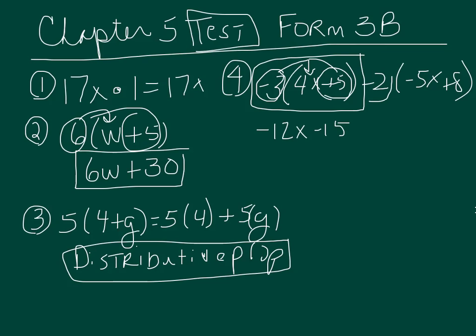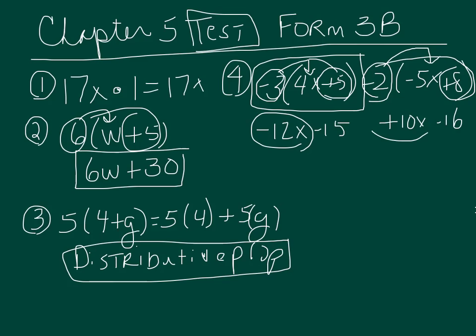On this one here, that's distributive too. And so negative 2 times negative 5x is a positive 10x. And negative 2 times positive 8 is negative 16. And so now you're going to combine your like terms, and you're going to circle and solve. So circle those and connect those.